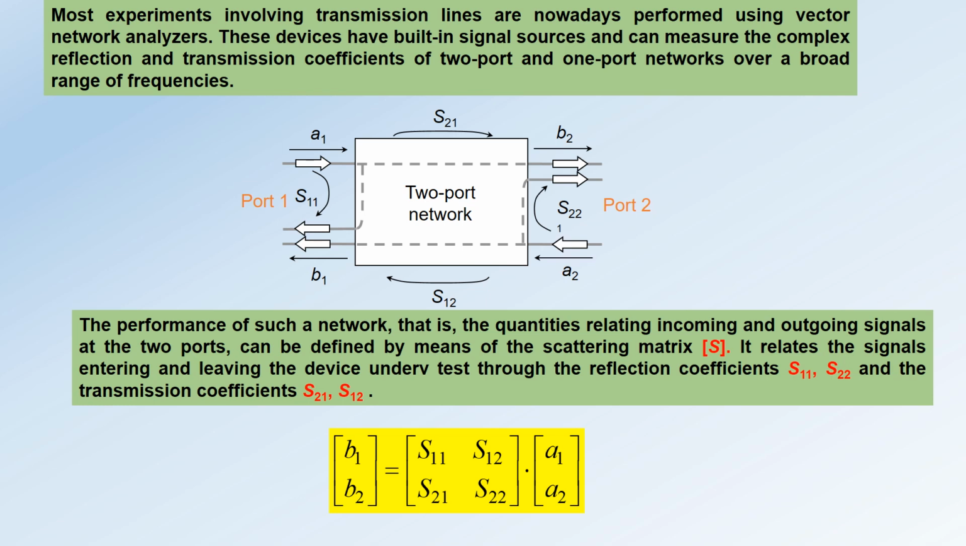The performance of such a network, that is, the quantities relating incoming and outgoing signals at the two ports, can be defined by means of the scattering matrix reported in the yellow box. It relates the signals entering and leaving the device under test through the reflection coefficients S11 and S22 and the transmission coefficients S21 and S12.